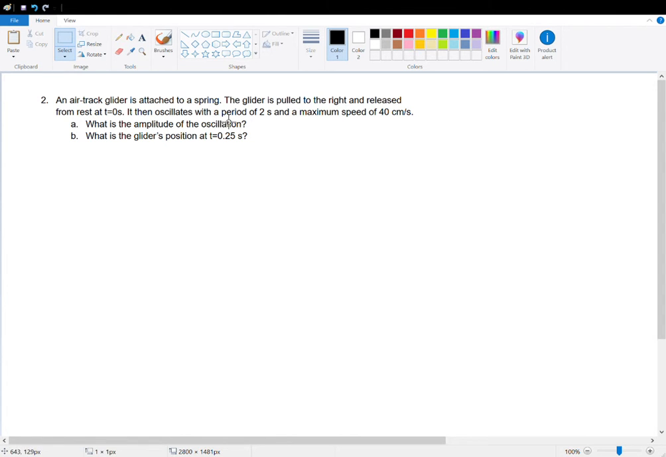Well, we know that the period is 2 seconds, so we know that this is our T. And we know that our maximum speed is 40 centimeters per second, so we can mark that down as V max. All right, so question A, we know from the equations we derived in class that V max is equal to 2 pi f A.